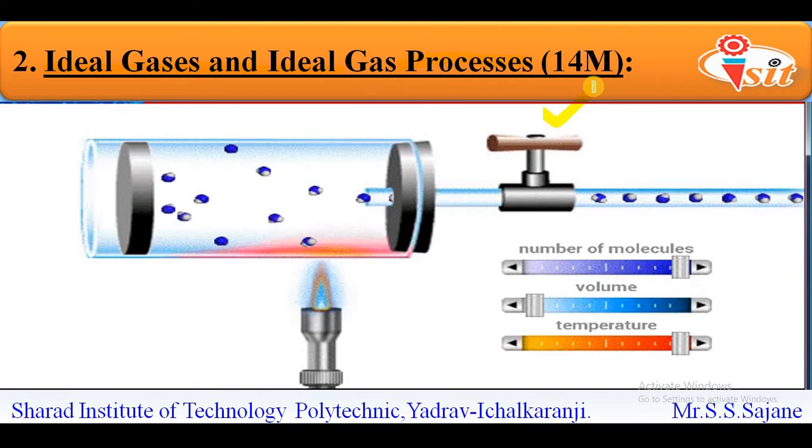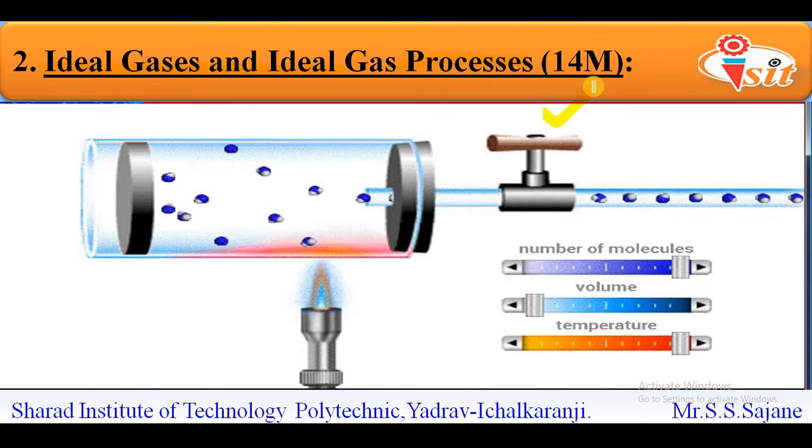We will study how to represent all these processes on PV as well as TS diagram. As we know, many thermodynamic systems work on gases, as gas is one of the four fundamental states of matter, that is solid, liquid, gas and plasma. But in this chapter we are going to just study about the gases and their behavior. If we look at the history, the word gas was first used in the early 17th century by the chemist known as Van Helmont.